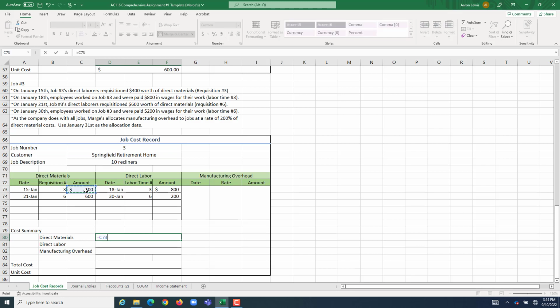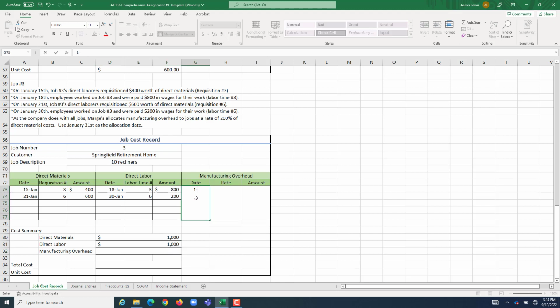For direct materials, it was $400 requisitioned on the 15th and another $600 requisitioned on the 21st. So in total, Marja Sofas spent $1,000 on materials which were used in the production of these 10 recliners for Springfield Retirement Home in job number 3. For labor, employees earned $800 on the 18th and another $200 on the 30th. That's another $1,000. And now we got to figure out our manufacturing overhead.